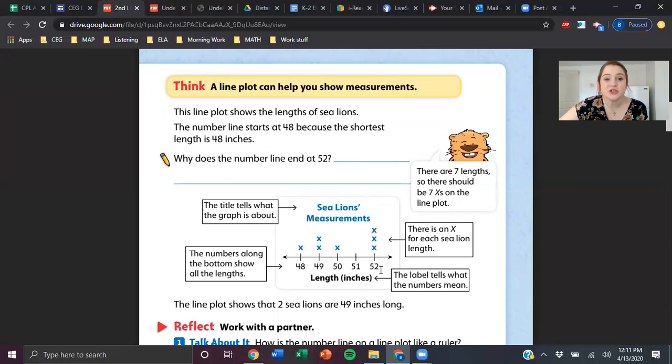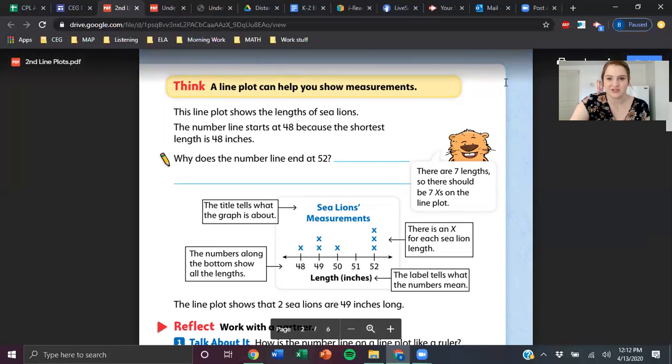Good. You should have written something like, the number line ends at 52 because the longest sea lion was 52 inches. Make sure to use complete sentences with capitals and periods. I want to draw your attention to something really special and important. Look at this furry little friend over here on the screen.